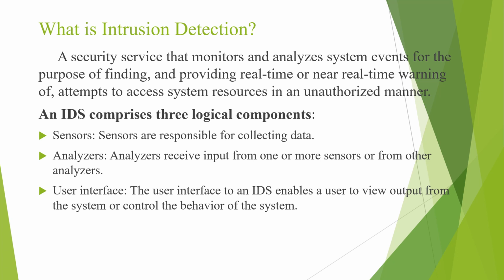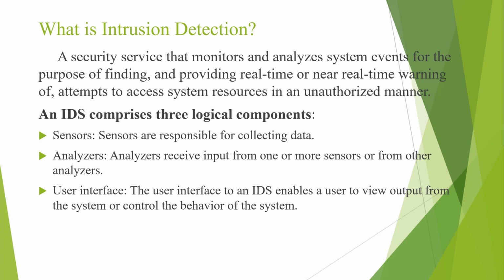The intrusion detection system comprises three logical components: sensors, analyzers, and user interface. First is the sensor. Sensors are responsible for collecting data. The input for the sensor may be any part of the system that could contain evidence of an intrusion. Types of input to a sensor include network packets, log files, system call traces, etc.